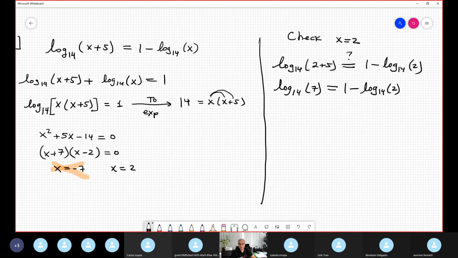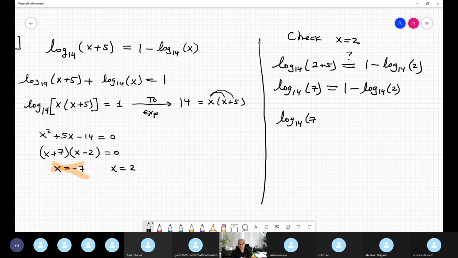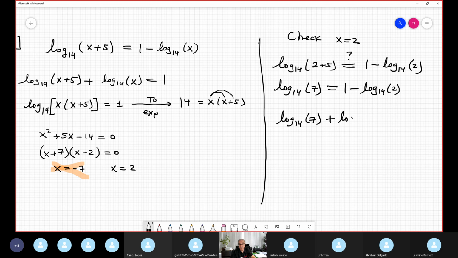So let's do a similar idea. Okay, we are doing the solution, no? I move this logarithm to the other side. Plus logarithm base 14 of 2 should be 1. And we condense it again, apply the property of multiplication. Logarithm base 14 of 7 times 2 is 14.